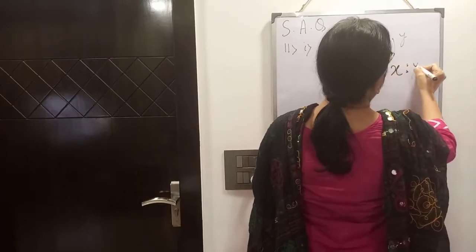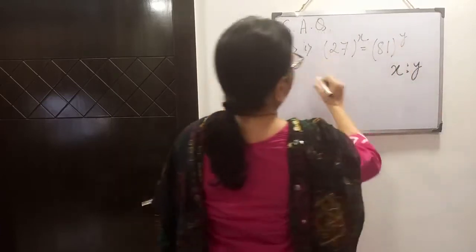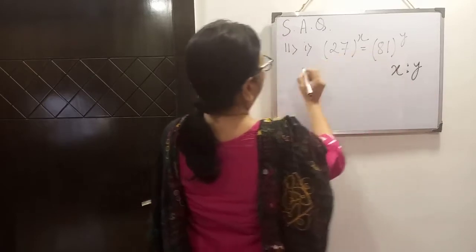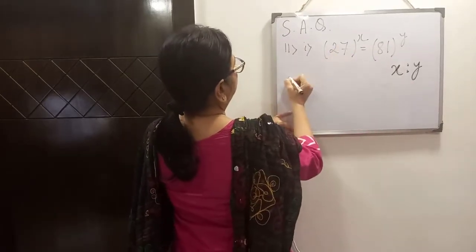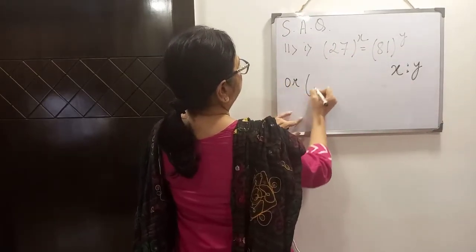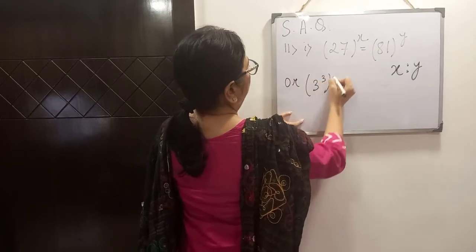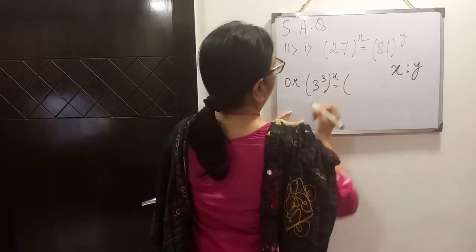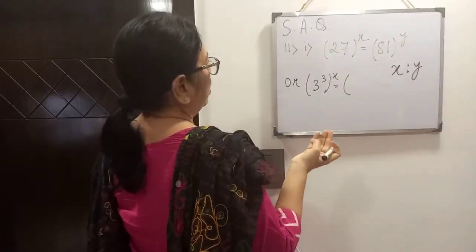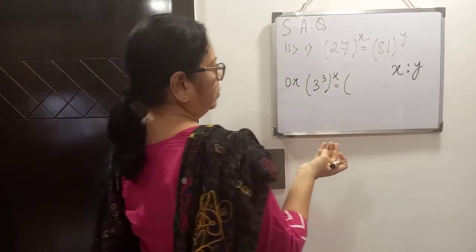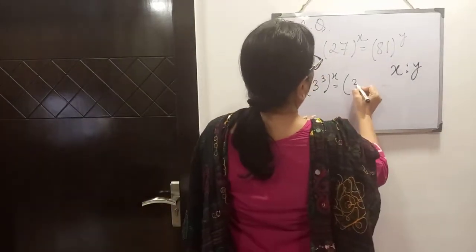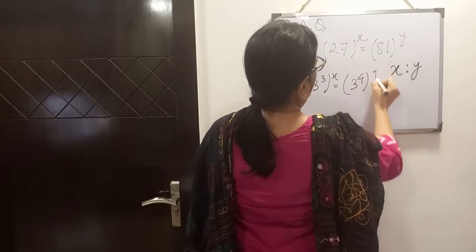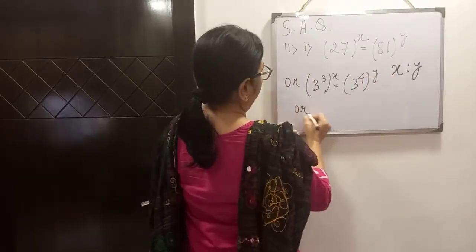We have to calculate x is to y. So what is given? From here we have to start. 27 we can write in terms of 3 cube. And the right hand side, 81 means 3 3s are 9, 9 3s are 27, 3 to the power 4 is coming. Okay. Now open the bracket.